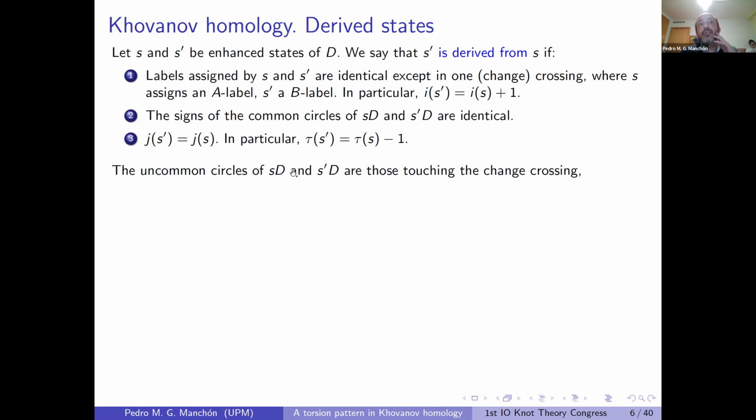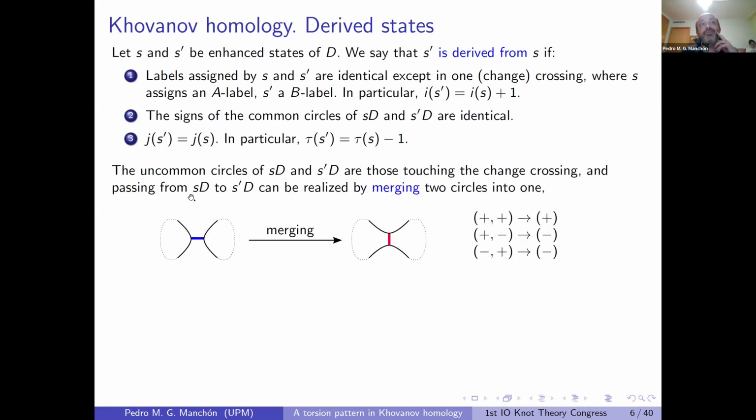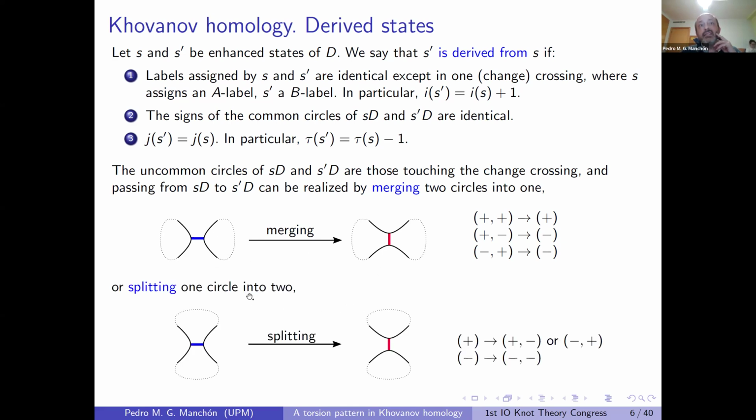What happens is that the uncommon circles of SD and S'D are those touching the chain crossing. Passing from SD to S'D can be realized by merging two circles into one, or splitting one circle into two. And remember that tau must decrease by 1. So for a merging, the possibilities for the signs are: plus, plus goes to plus; plus, minus goes to minus; minus, plus goes to minus; but minus, minus goes to 0, because it's the only way that tau can decrease by 1. And for a splitting, we have plus goes to plus minus or minus plus, and minus goes to minus minus.